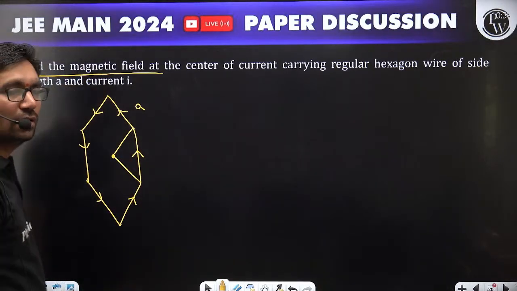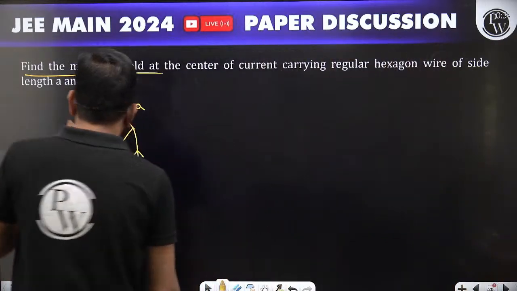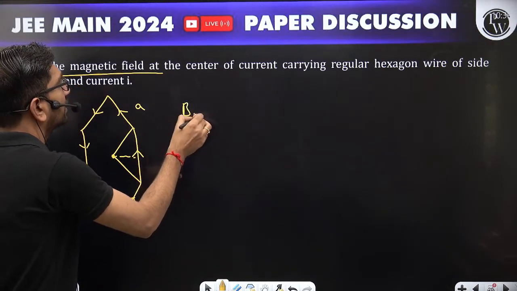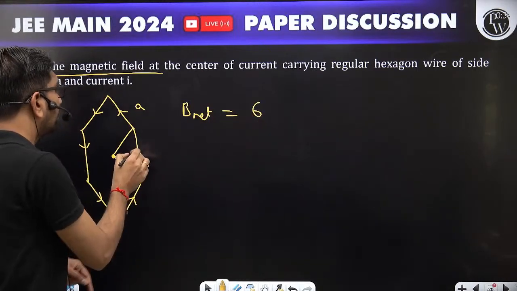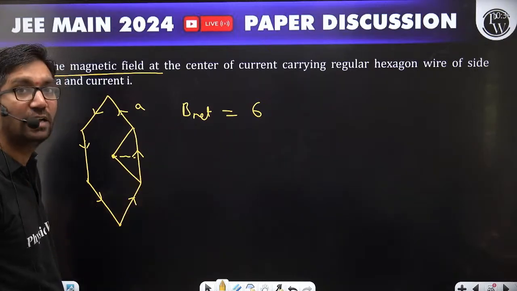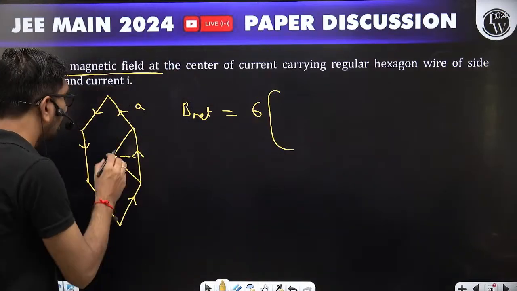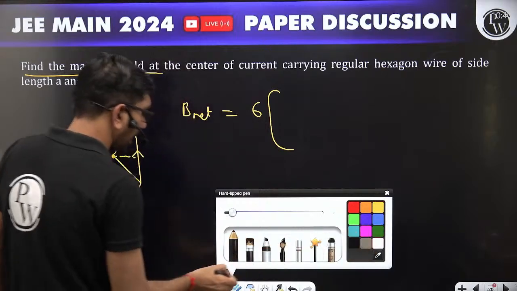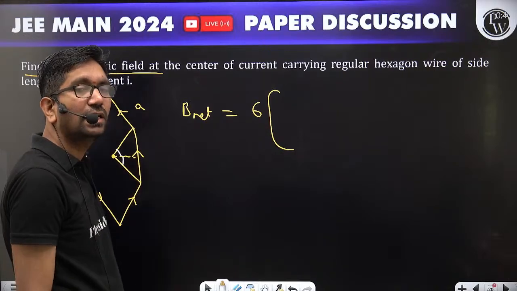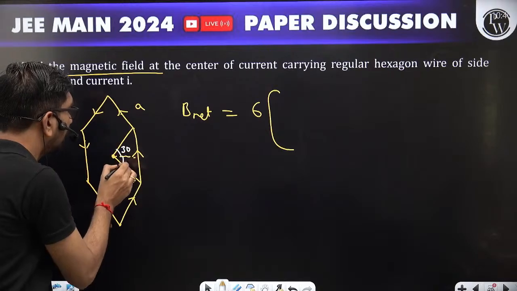In a hexagon, we have 6 sides, right? The magnetic field due to all of these will be repeated 6 times, because we have 1, 2, 3, 4, 5, 6 sides. As everyone knows, see here, the complete angle is 60 degrees. So this will become 30 degrees, this will become 30 degrees.